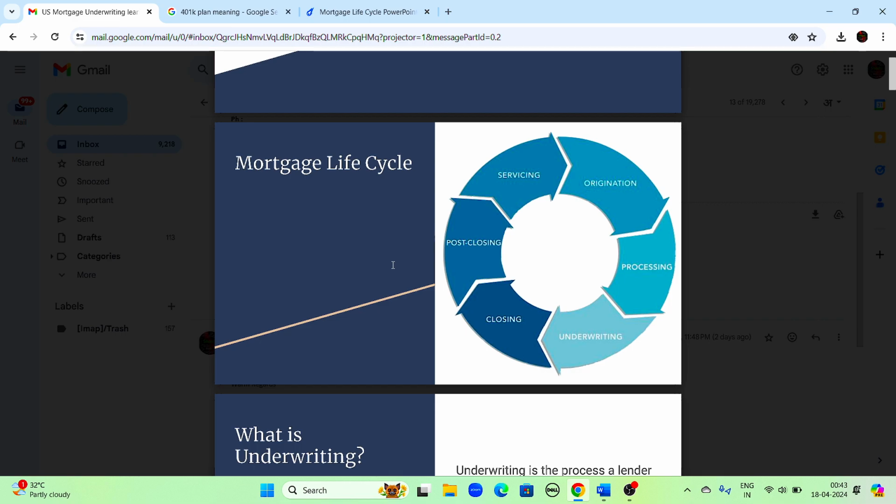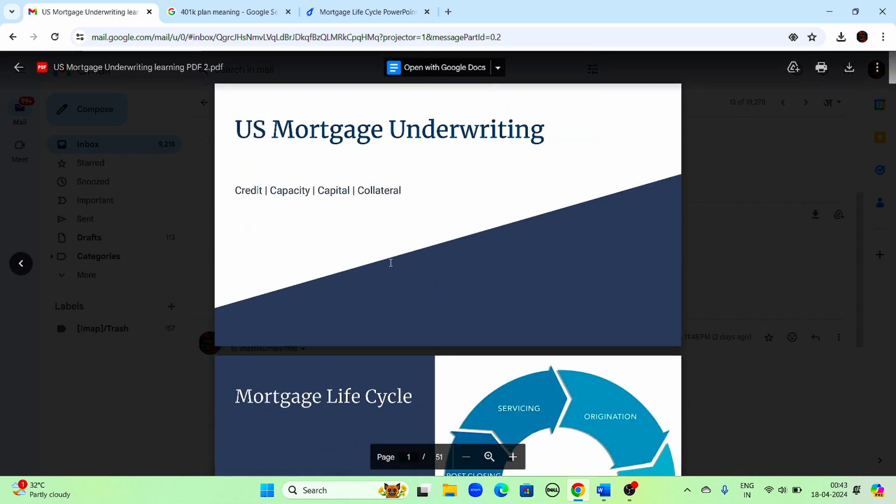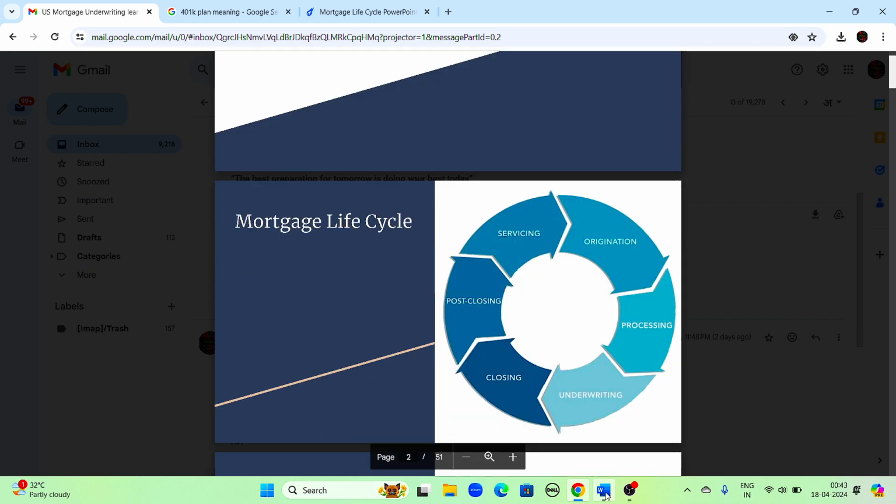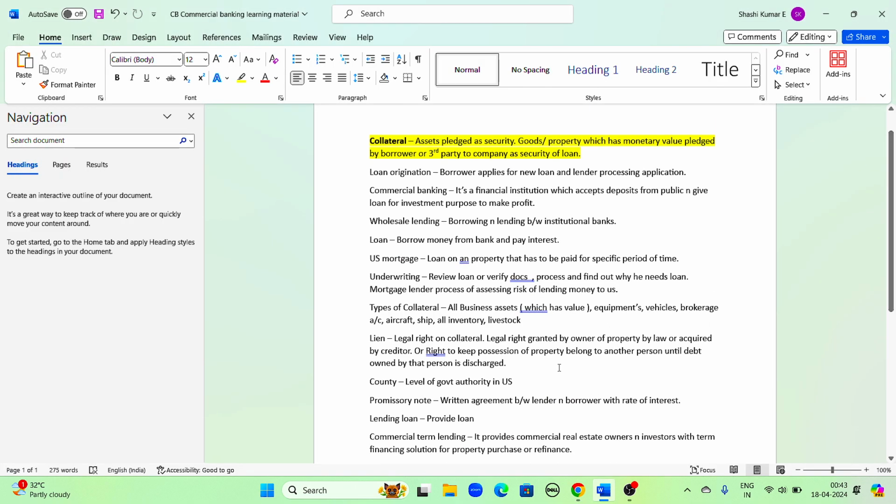Usually for freshers, we don't expect that much, but still it's better to give an idea of what you know about mortgage. So if you tell some basic information on the 4 C's of underwriting, or the meaning of mortgage, it will definitely benefit. A US mortgage is a loan on a property that has to be paid for a specific period of time. That is the basic meaning of mortgage. I have also made a video about this last time, called Commercial Banking Learning Material. So you can have a look at it.